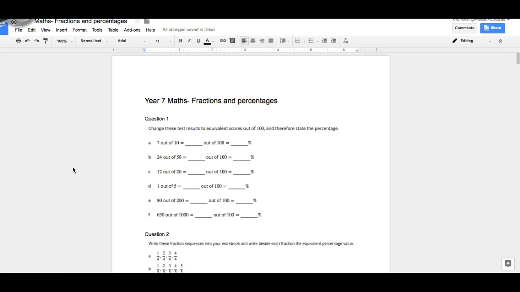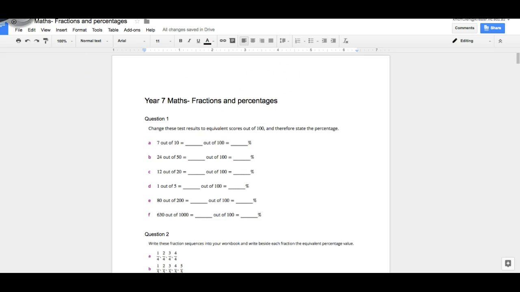Pause at any stage you feel you need to, or even pause after each question so you can do the other parts of the question. So try to use this video to assist you doing the sheet, not watching the video and then doing the sheet. Okay, so question 1, change these test results to equivalent scores out of 100 and state their percentage.